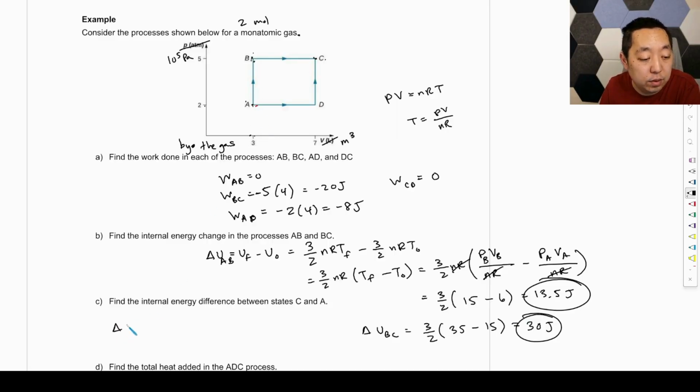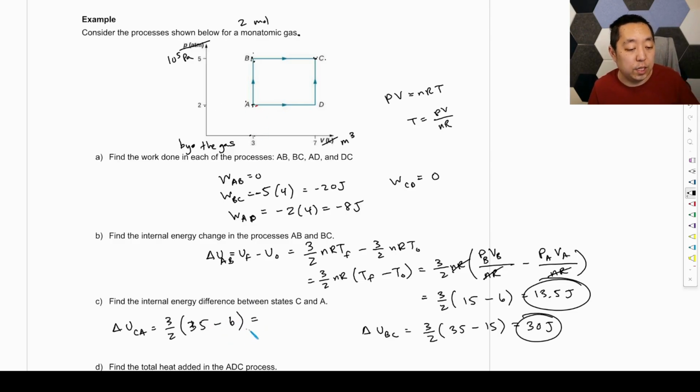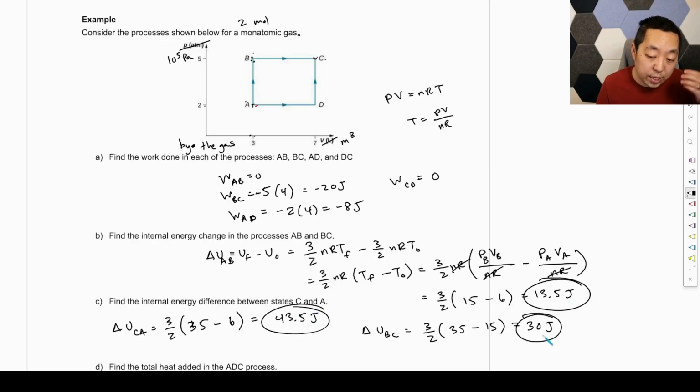So again, we're just going to do 3 halves, and then we just do the product of the pressure and volume at C, which is 35. And the product P times V here is going to be 6. So that's going to be 3 halves times 29, 43.5 joules. And you could have just added these two, honestly, because if we say from A to B, we have a change in internal energy, from B to C, we have a change. So the overall change would be the sum of those two.